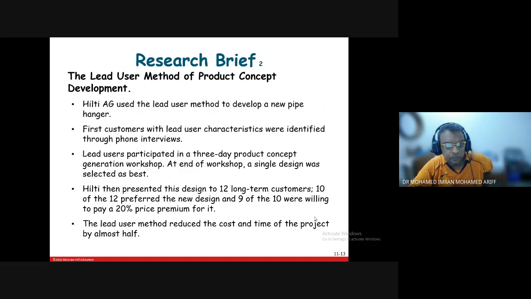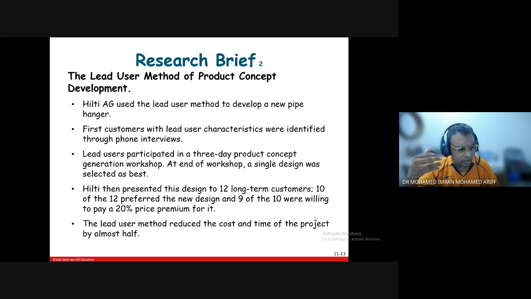Okay, these are some stories of how companies used lead users to develop new pipe hangers. They use customers in each phase. You can see in point number 3, 4. Each customer or several customers were put in different types of phases. So you can also do that in your organization, your company.